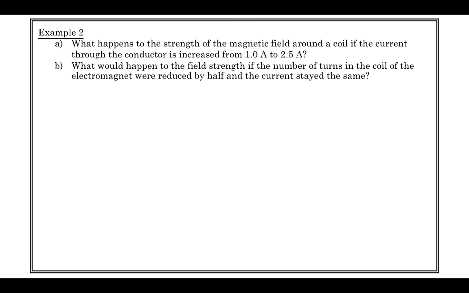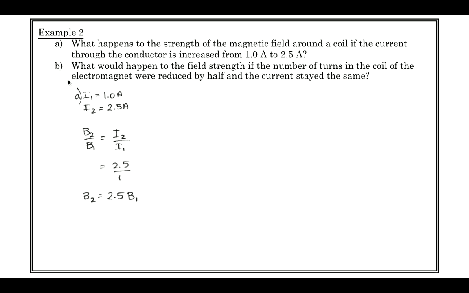Let's do a quick example, and then we'll call it a lesson. What happens to the strength of the magnetic field around a coil if the current through the conductor is increased from 1 amp to 2.5 amps? Well, here's part A. I've got I1 and I2: my initial current, which is 1, and my new current, which is 2.5. I want to know what happens to the magnetic field, so B2 over B1 equals I2 over I1, which is 2.5 over 1. So the new magnetic field is exactly 2.5 times what the old magnetic field was.